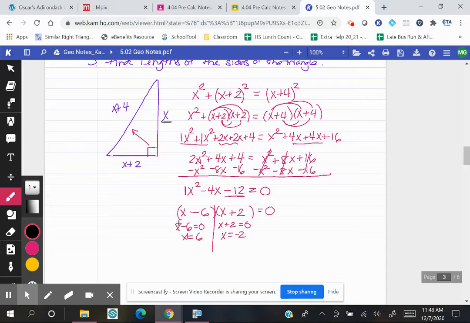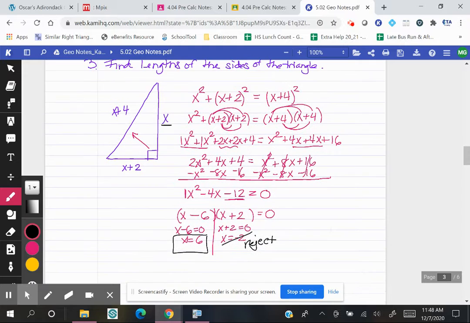6 plus 2 is positive. 6 plus 4 is positive. But if I put in a negative 2, I have a length of negative 2 and 0, which I don't want. So we're going to reject that and just keep your x equals 6.